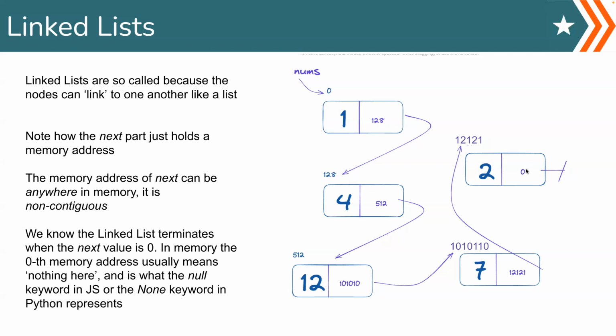So just like with an array where you need to know where an array starts, we do need to know this first node in the list, right? This is the first link in our chain. Once we get this, we can go through it.